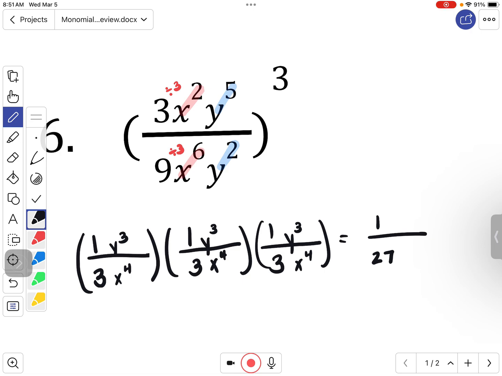And then I'm going to add my powers. If I have y to the third, y to the third, and y to the third, that's going to give me y to the ninth. And if I have x to the fourth, x to the fourth, x to the fourth, that's going to give me x to the 12th. And there you go for number 6.